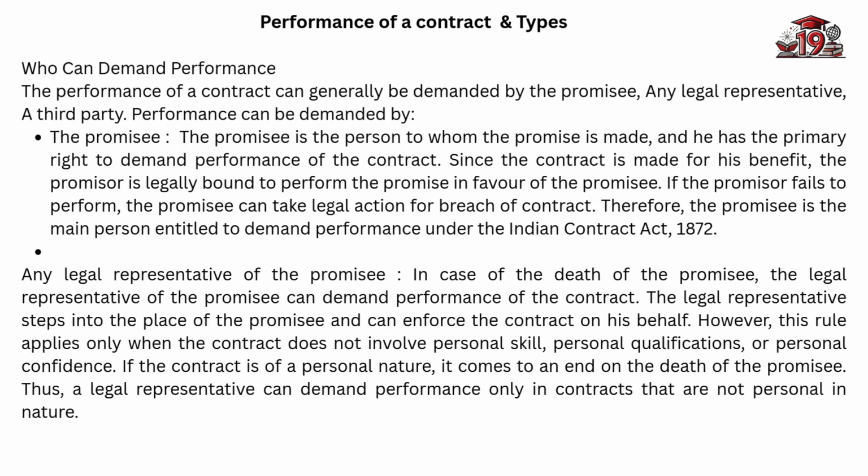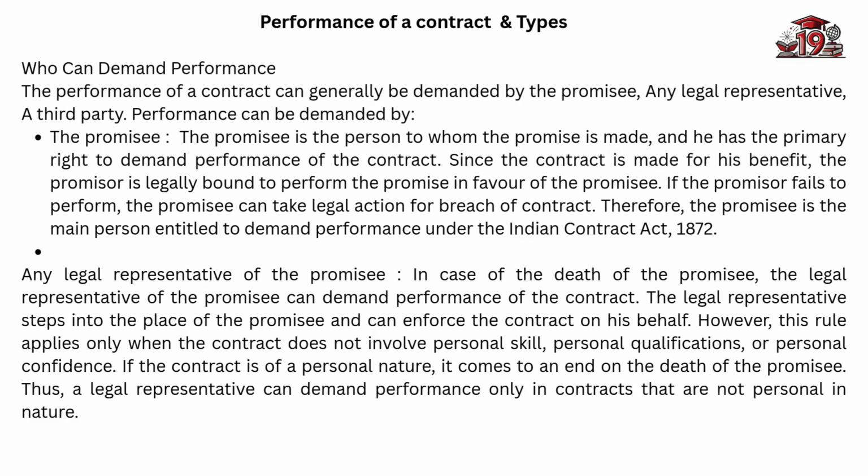The performance of a contract can generally be demanded by the promisee, any legal representative, or a third party. The promisee is the person to whom the promise is made, and he has the primary right to demand performance of the contract. Since the contract is made for his benefit, the promissor is legally bound to perform the promise in favor of the promisee. If the promissor fails to perform, the promisee can take legal action for breach of contract. Therefore, the promisee is the main person entitled to demand performance under the Indian Contract Act, 1872.